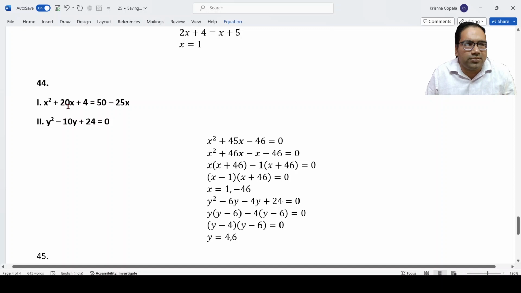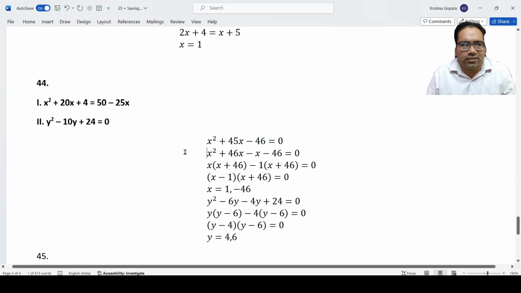x square plus 20x plus 4 equal to 50 minus 25x, y square minus 10y plus 24. Okay, let's pick the first one. x square plus 20x. Bring the 25x to this side. 20 plus 25 is 45x, plus 4. Bring the 50 to this side. 4 minus 50 is minus 46. This is the first equation. This is equal to this.